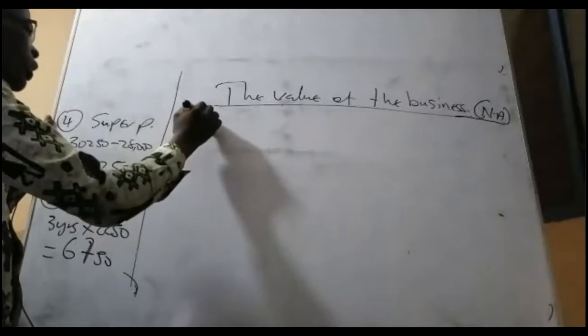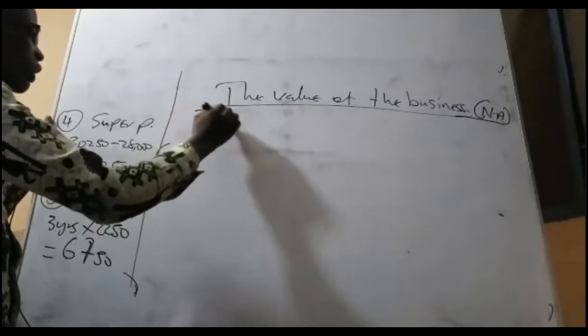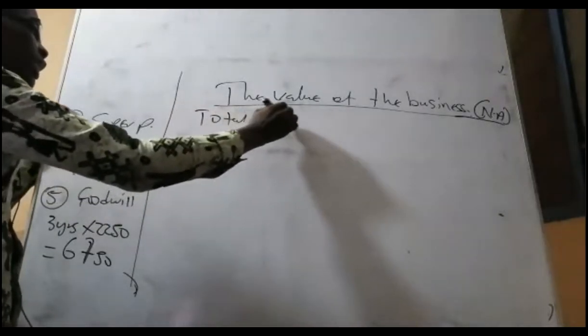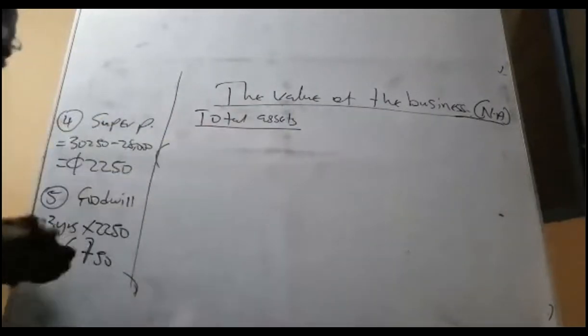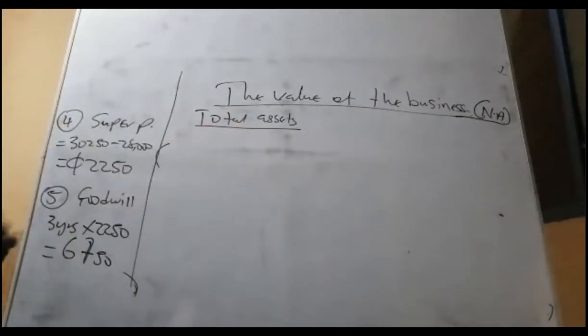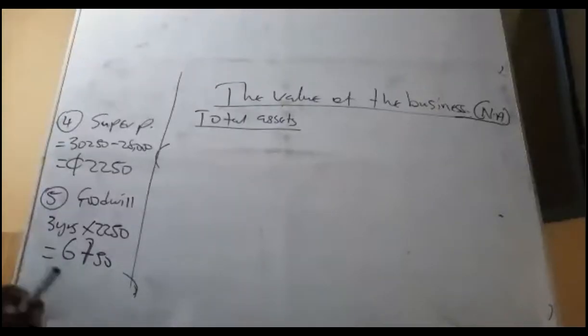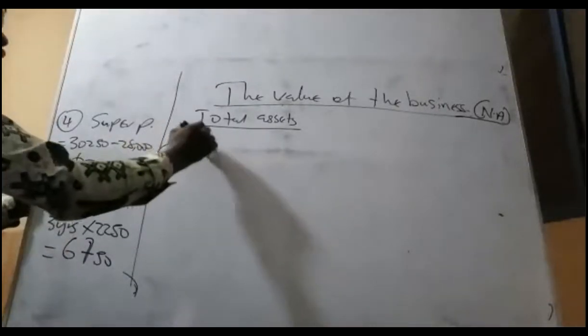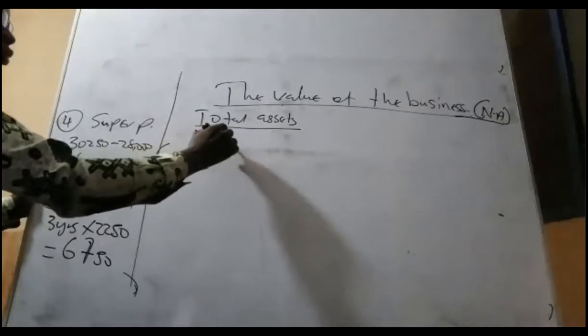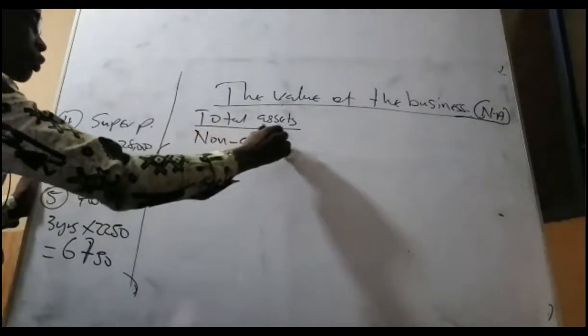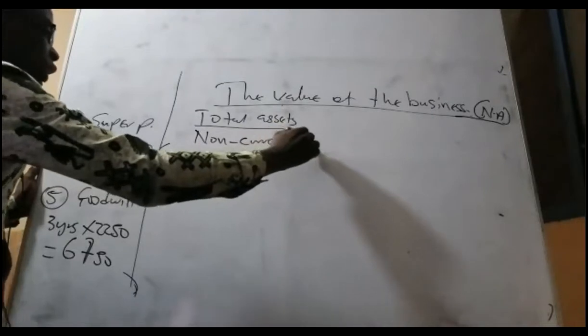First, we'll start with the total assets. So total assets, I'll underline it like this. I'll start with my non-current assets, the one that they've given to us in the question. The non-current assets are 420. Non-current asset is 420. So I'll start with non-current assets.